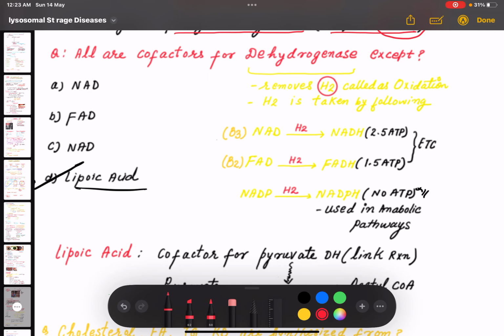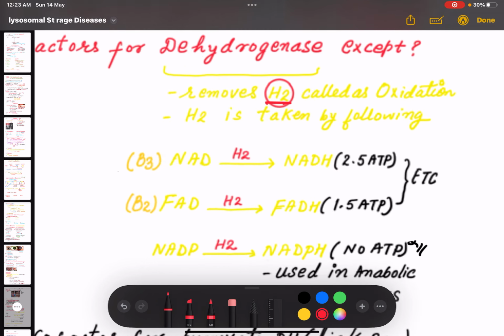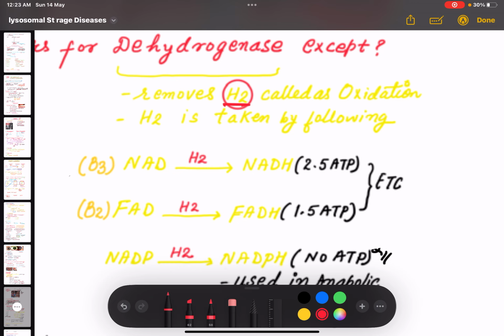All are cofactors for dehydrogenase except... The answer is lipoic acid. Let's see some detail about dehydrogenases. These dehydrogenases remove hydrogen. It's not much clear, let's see. The removal of hydrogen by dehydrogenases is called oxidation, and this hydrogen which is removed by dehydrogenase is taken by the following things.